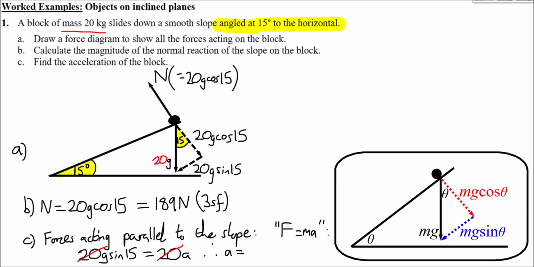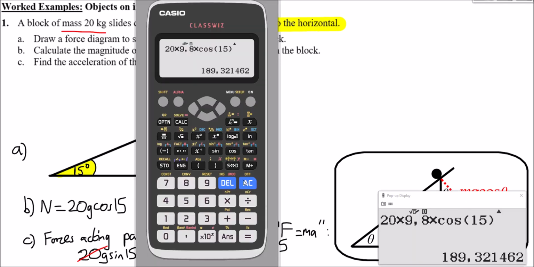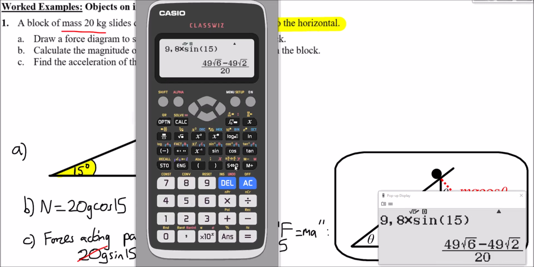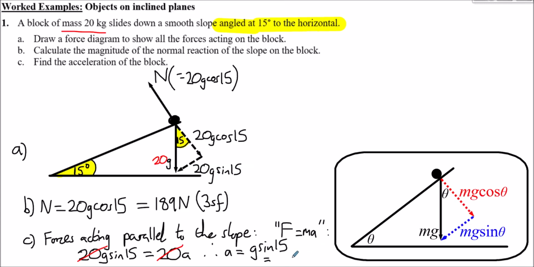So A is just g sine 15, which is, well, let's see. So 9.8 multiplied by sine 15 gives us approximately 2.54 meters per second squared.